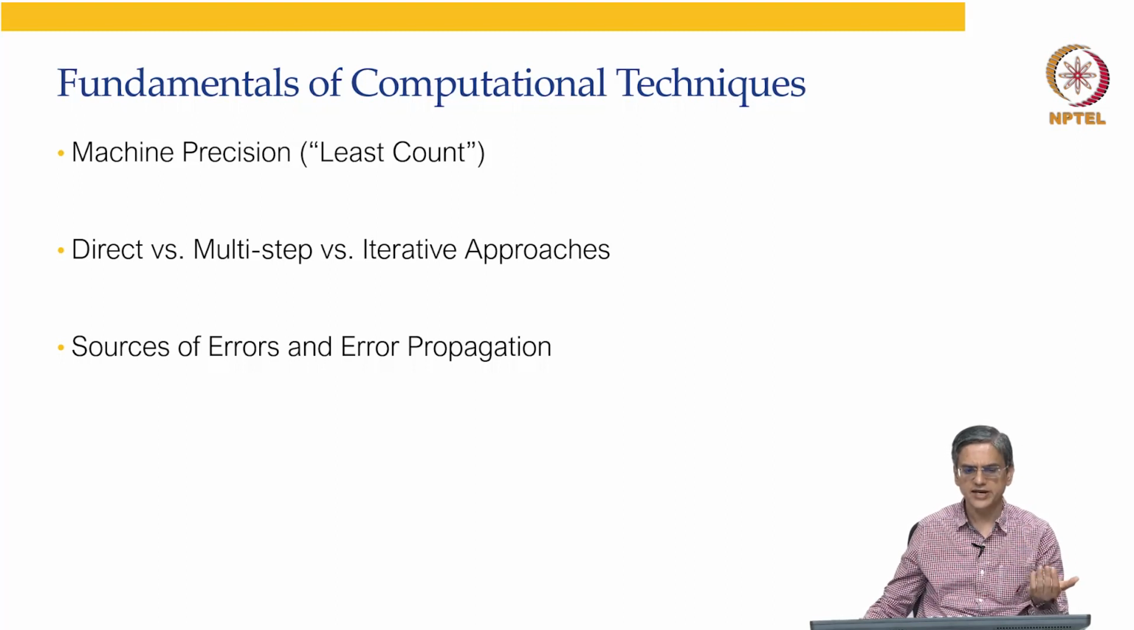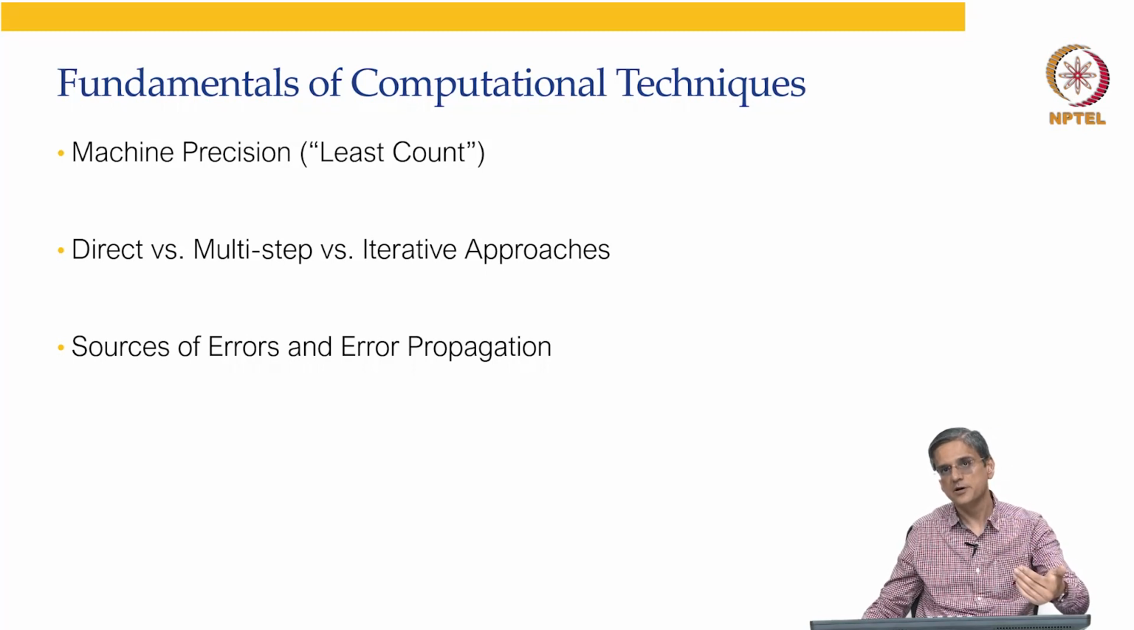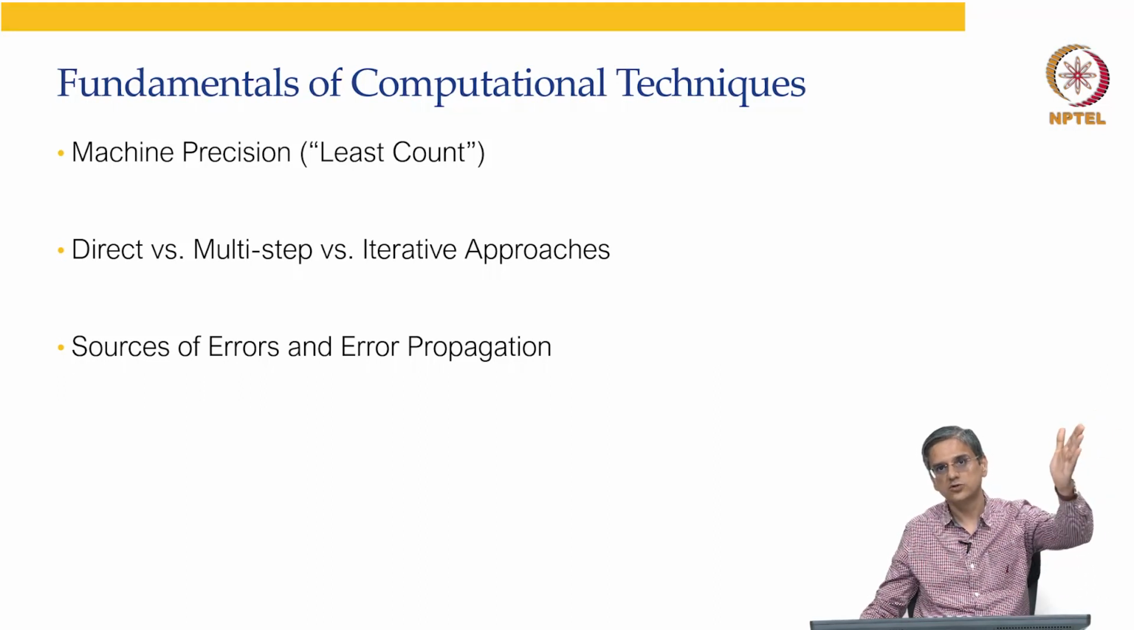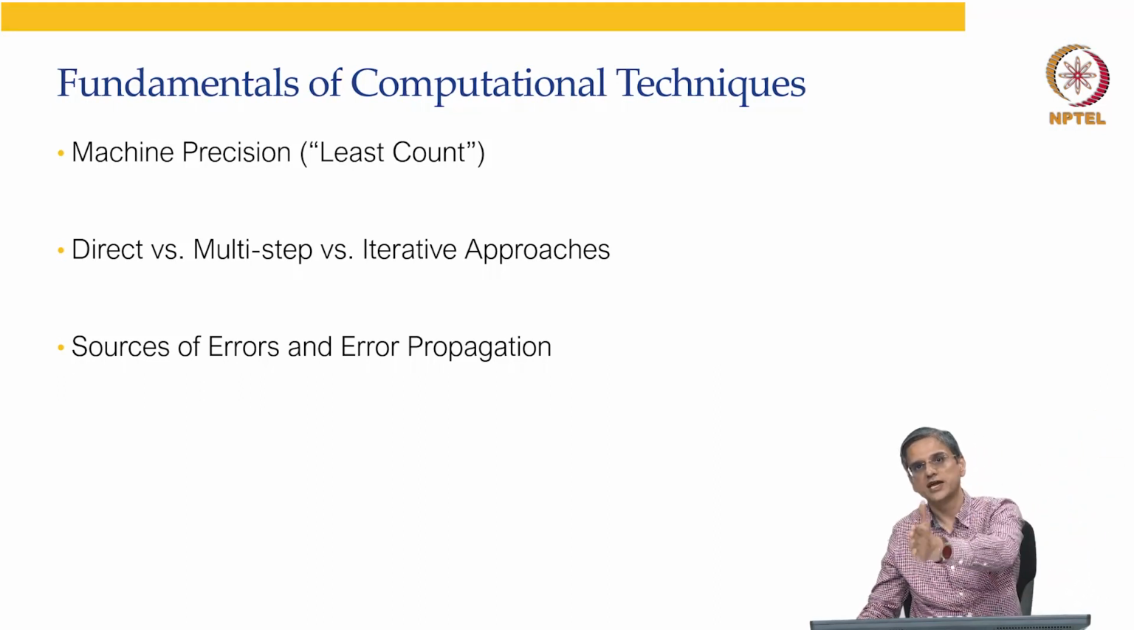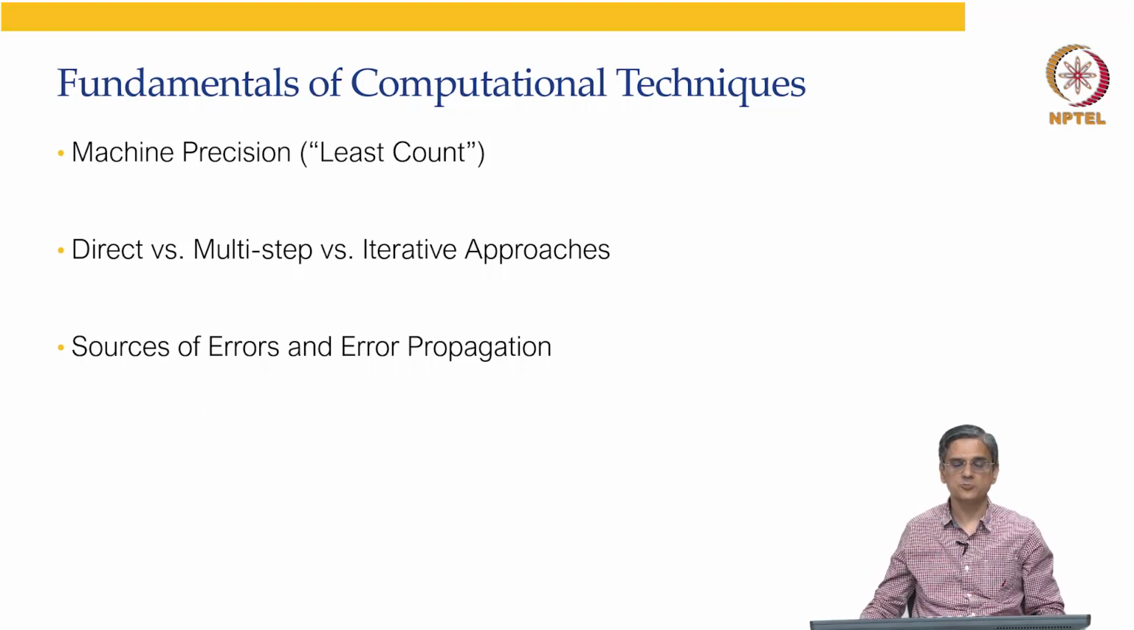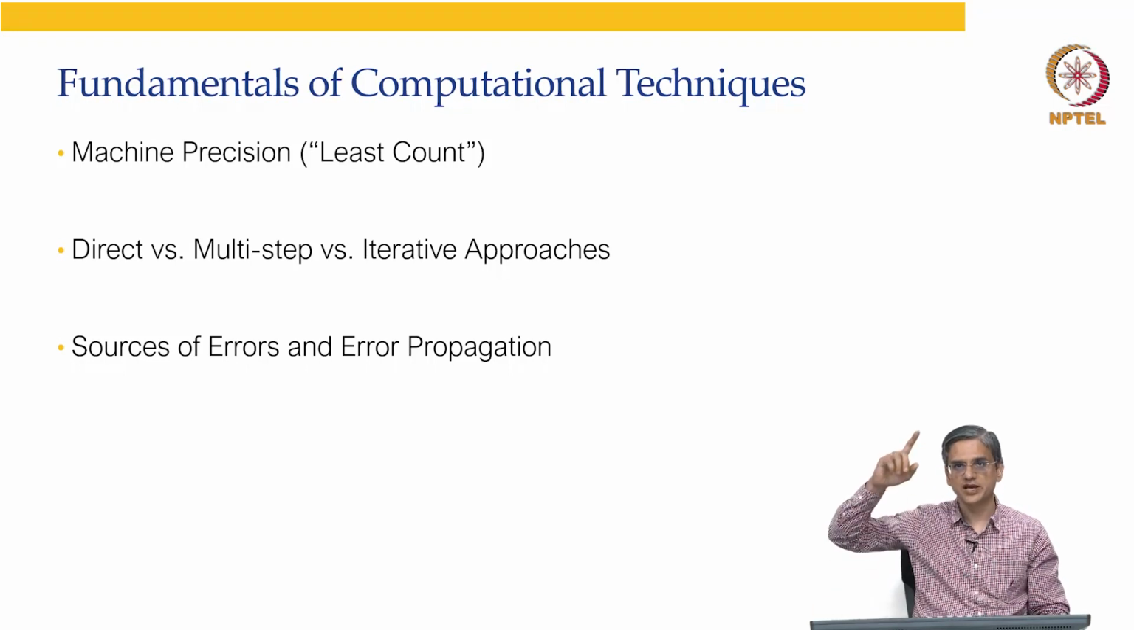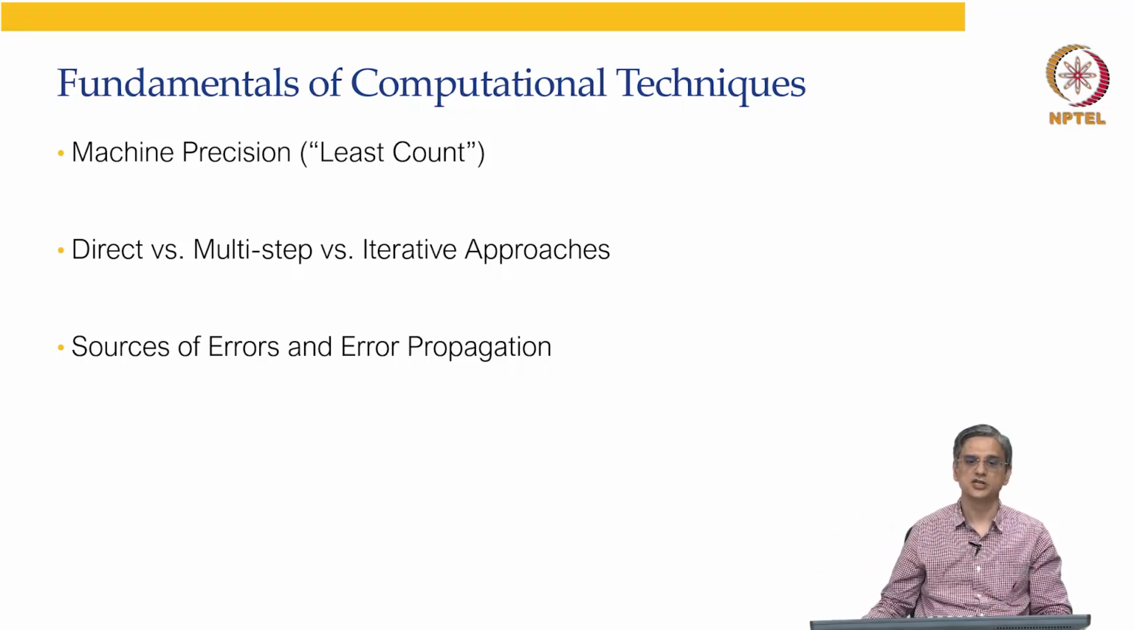We talked about direct versus multi-step versus iterative approach. An example of a direct approach is something like Gauss elimination. A multi-step approach is something like the Runge-Kutta method, where you start with time 0, then time 1, time 2, time 3, time 4, and you progress in time. Iterative methods are things like Newton-Raphson's, where you keep iterating until you reach the final solution. We also talked about the sources of errors and how error propagates, and why an understanding of this is important.